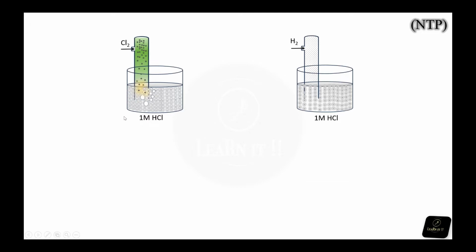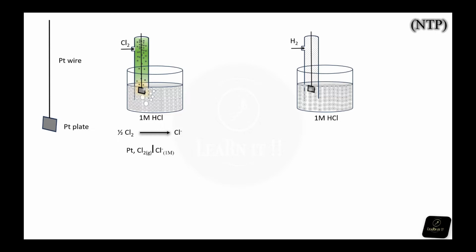So, to curb this difficulty, we introduce a system made up of a platinum plate connected to a platinum wire. At this time, the reaction takes place on this platinum plate. Then what will happen with the chlorine? Whether it will be cathode or anode, that we will see. We know that chlorine is an electronegative element. That is why chlorine will undergo reduction, so chlorine acts as a cathode.